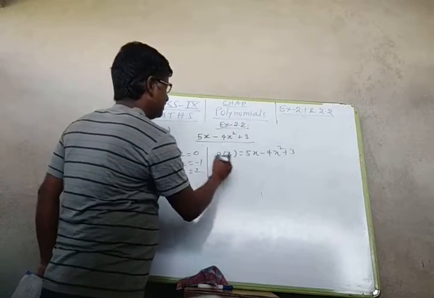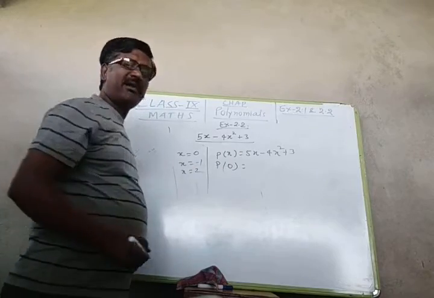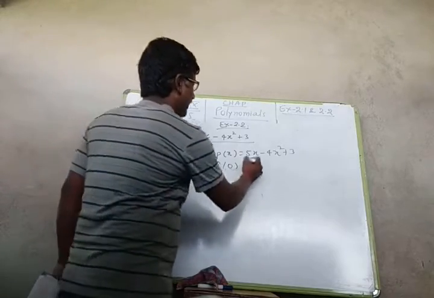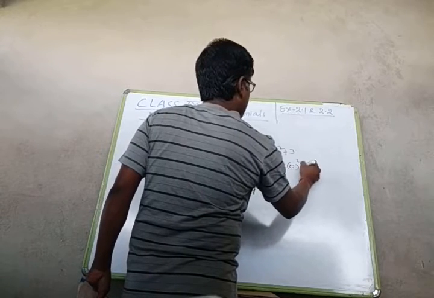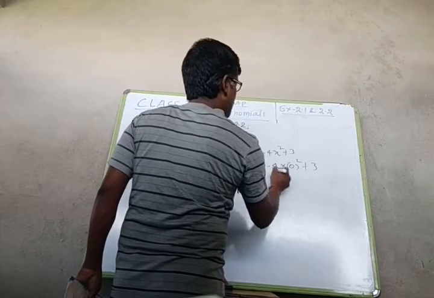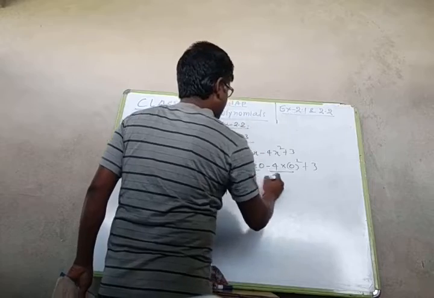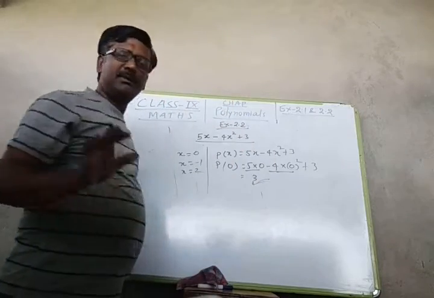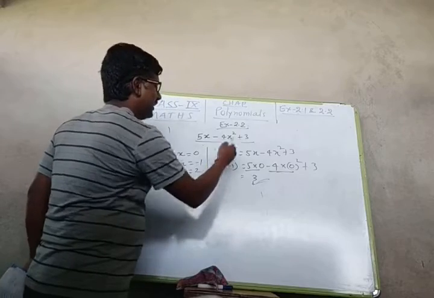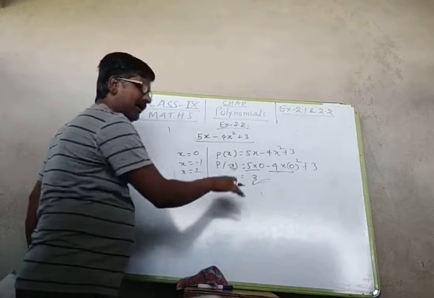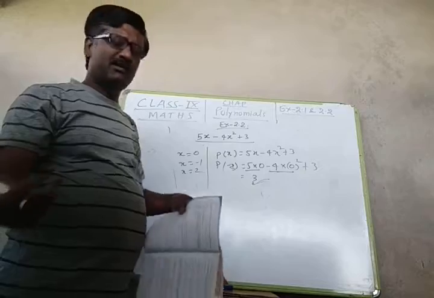So x is 0 is given. Now in place of x, just put 0. That is 5 into 0, minus 4 into 0 square plus 3. That will be 0 minus 0, only 3. So 3 is the value of this polynomial. Similarly, now just put minus 1. Similarly, in place of x, put 2. And this way, after solving, we can get its value.